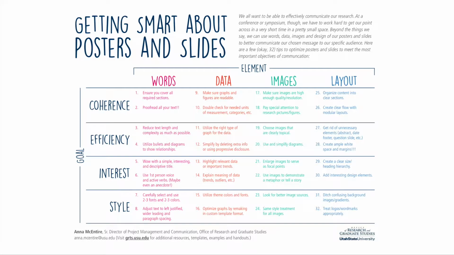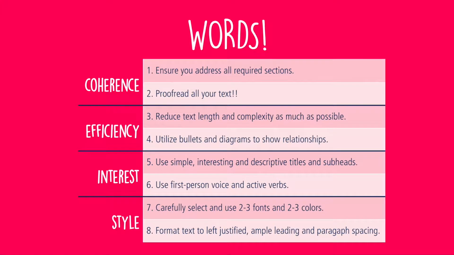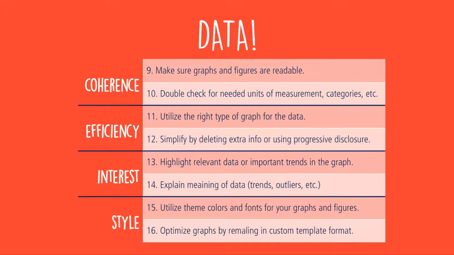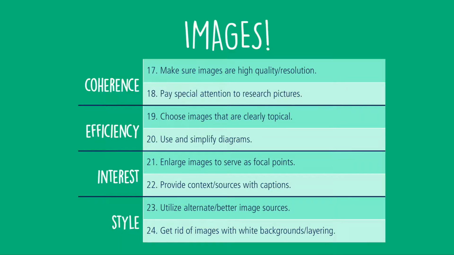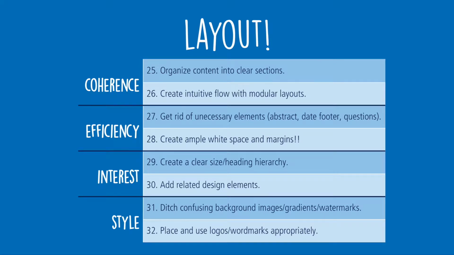Last year we did a whole workshop on all of these, my top 32 things of what are good design principles for academic posters and slides. But essentially, I broke this out into 4 separate elements along with 4 separate goals with 2 items in each of those parts of the matrix. And so the elements that we're going to be focusing on include words, data, images, and layout.